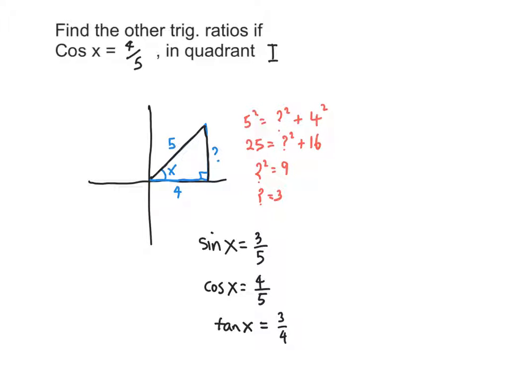And then coming back the other way, we know that cosec x is the reciprocal of sine, 5/3. Sec x is the reciprocal of cos, so 5/4. And cotangent x, or cot x, is the reciprocal of tan, 4/3.